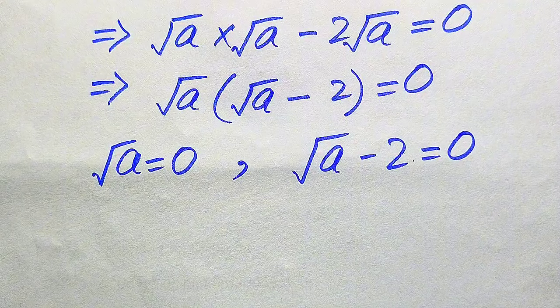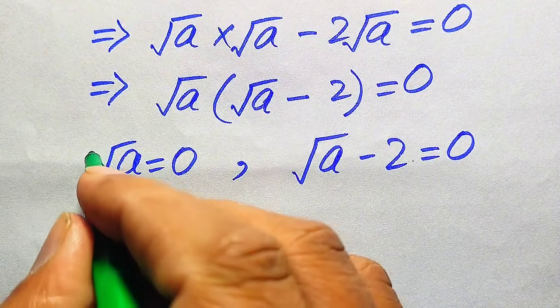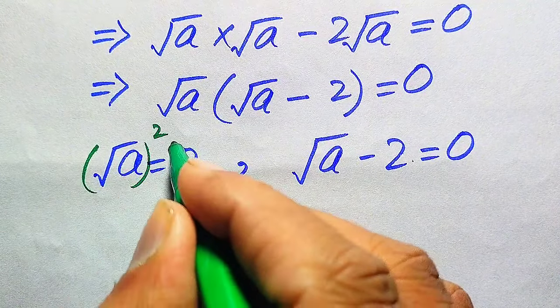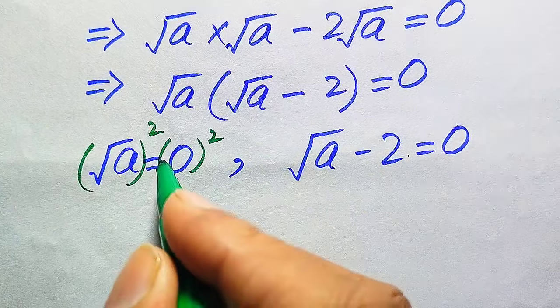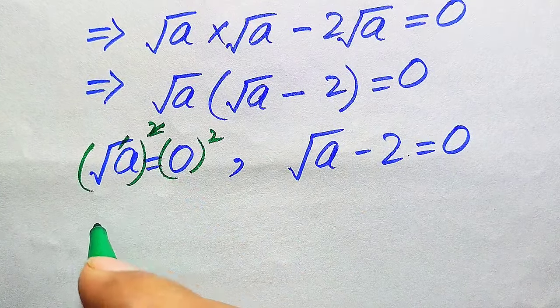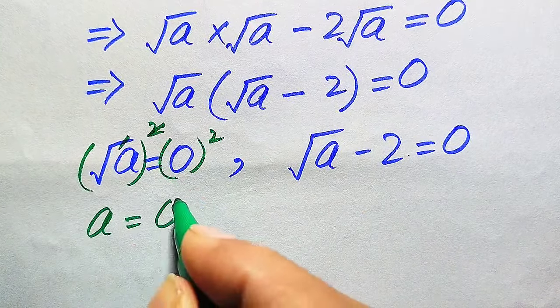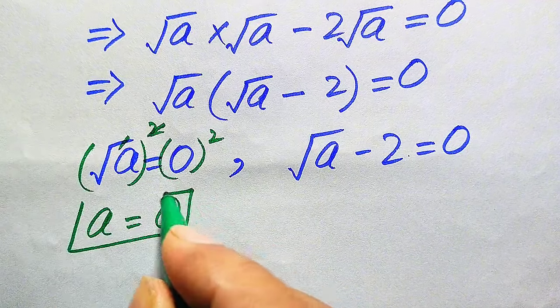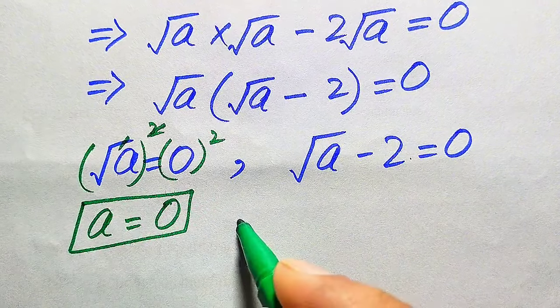And here, further in the next step, we need to find the values of a, so here we need to take squares on both of the sides. So here the 2 and the square root are gone, and we get a is equal to 0 squared, which becomes 0. So this is the first root of the given equation.